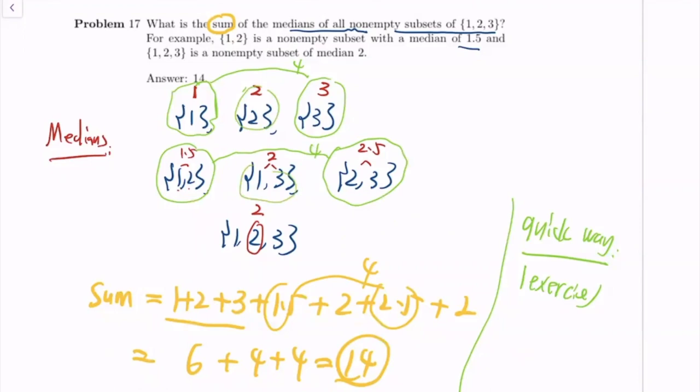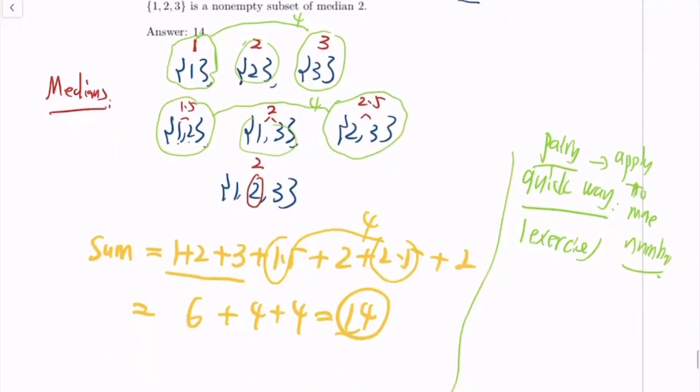Okay, so the point is you can find a suitable pairing to compute the sum of medians. And this one can apply to more numbers. Here we only have three numbers, 1, 2, 3, so you can just list out all scenarios, okay.